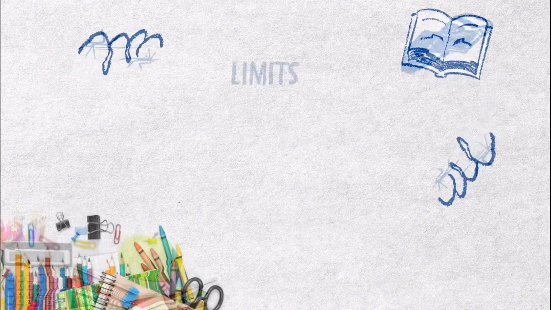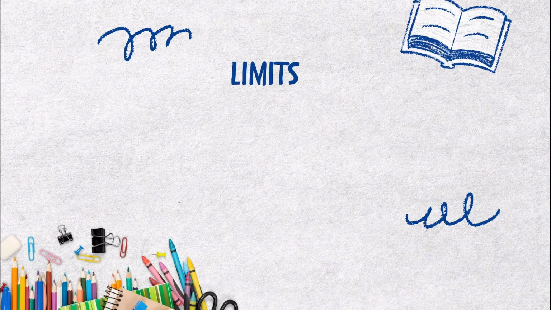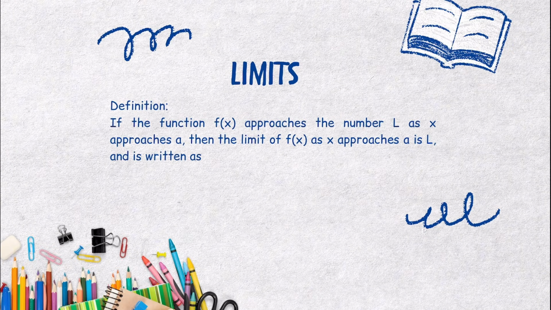A limit tells us what number f of x is getting close to when x gets close to a value a. We do not need x to be exactly a. If a function f of x approaches a number L as x approaches a, then we say the limit of f of x as x approaches a is L and is written as this.